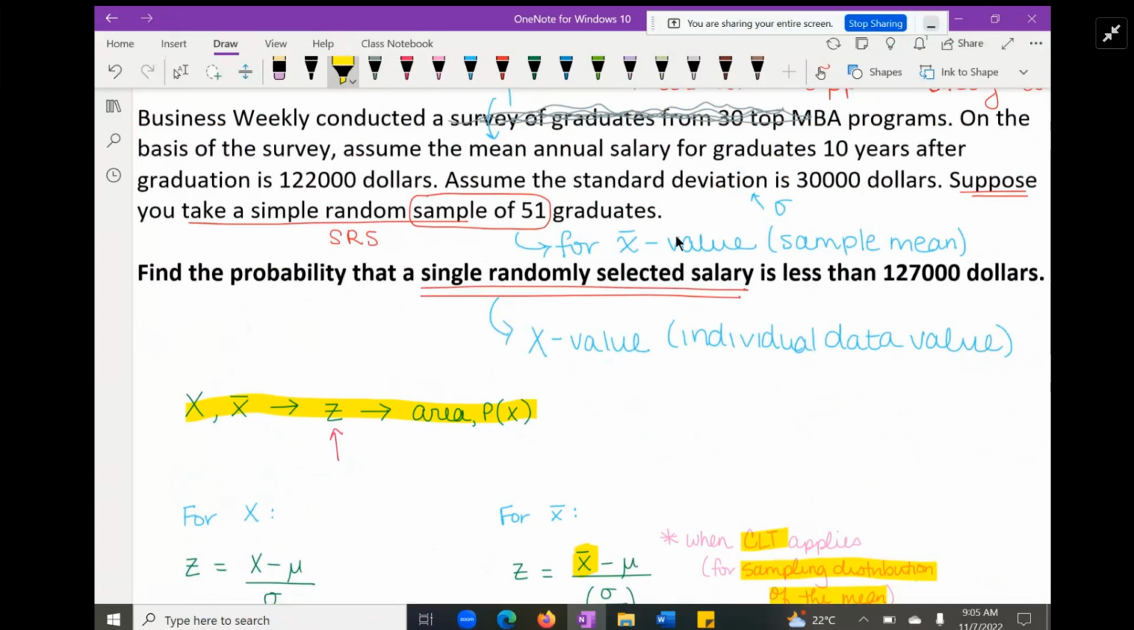Okay, so again, we have a mean of $122,000 with a standard deviation of $30,000. And we're asked to find the probability that a single salary selected is less than $127,000.